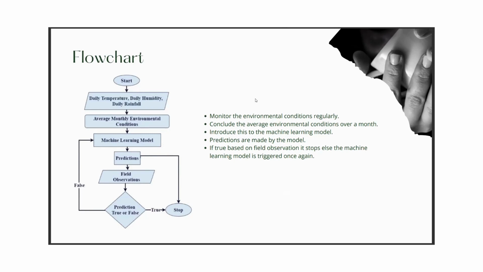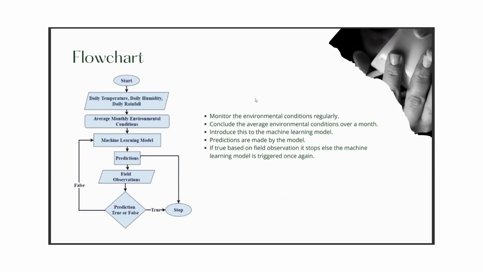Our next step is averaging the environmental conditions. Once the environmental data is collected, the average environmental conditions are calculated over a month. This provides us a reliable picture of the overall conditions in the field. Our next step is introducing data into the machine learning model. The average environmental conditions data is then introduced to a machine learning model. This model is trained to recognize patterns and also make predictions on the input data.